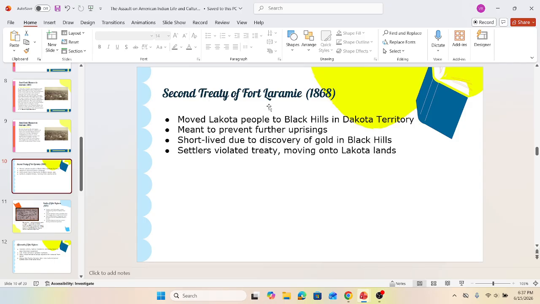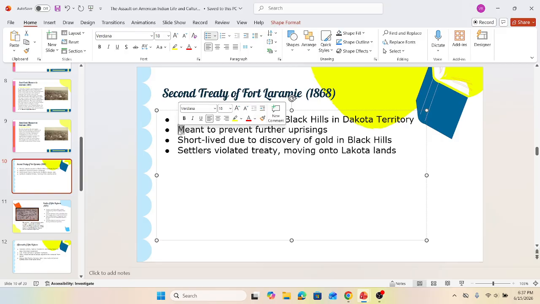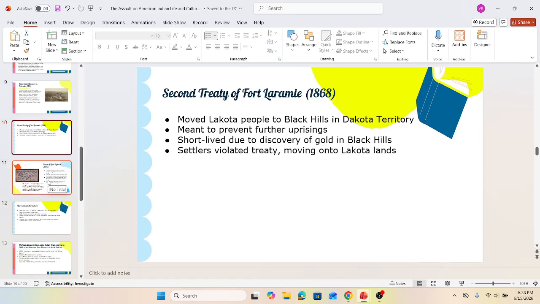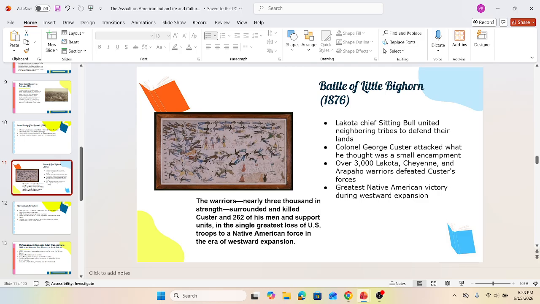So then we get the second treaty of Fort Laramie, which moved the Lakota people to the Black Hills in Dakota Territory. The goal was to prevent further uprisings by moving the people yet again to another reservation, yet again promising that they would not trespass on the land. But this, yet again, did not stick. It was short-lived because gold was discovered in the Black Hills, and then American settlers violated the treaty, moving on to Lakota lands. So we can see Native Americans getting punished and pushed over and over again.